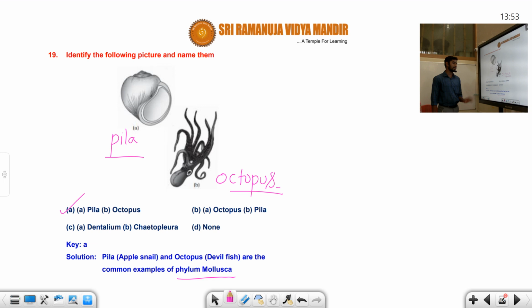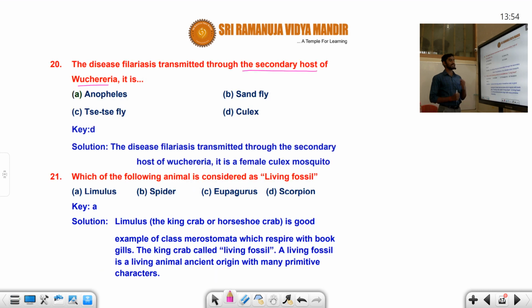Next, the other one is question 20. The disease filariasis is transmitted through a secondary host of Wuchereria. So simply what we are saying is that filariasis is also called elephantiasis. Here the organism is Wuchereria bancrofti. It is carried by a vector, which we call the female Culex mosquito. So our correct option for question 20 is D.